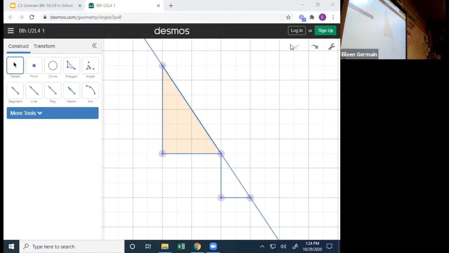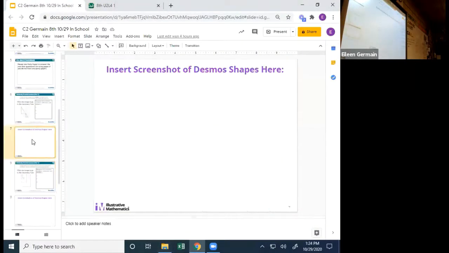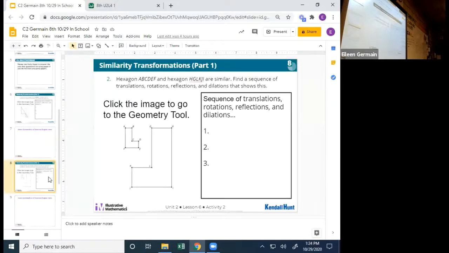If you're on the slides, we're going to slide down to slide number 8. I don't need you to insert anything here because we did it together. It says hexagon ABCDEF and hexagon GHIJKL are similar. Find a sequence of translations, rotations, reflections, and dilations that shows that. So we need to find our sequence of transformations.